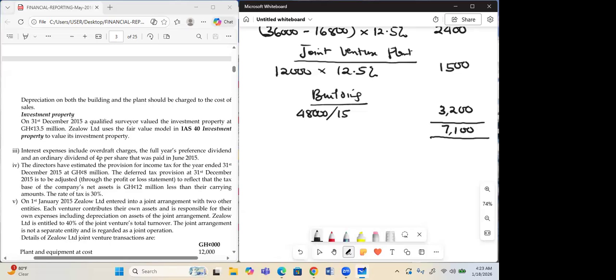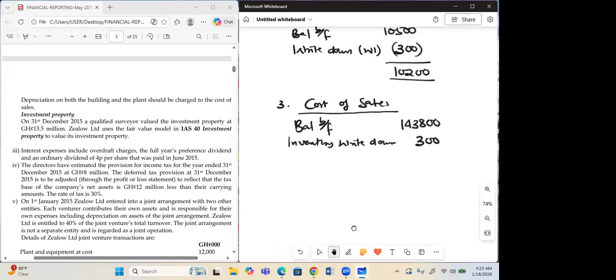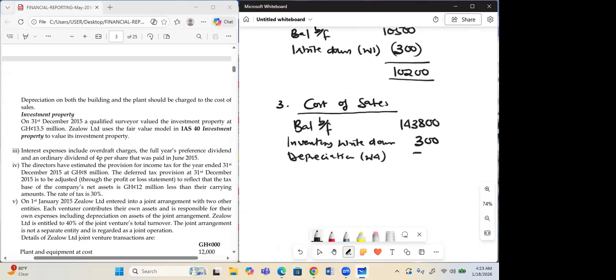710, 1,100, 7,100, right? They say we should charge it to cost of sales. So you go back to cost of sales and add the depreciation, which you have calculated in working four: 7,100. Then you add it, 7,100. Are you getting the point? Okay, sir. So do that.